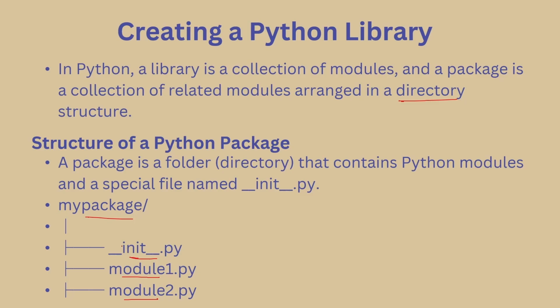So why do we need this __init__.py file? The __init__.py file is used for initialization and managing the package's namespace. That is the significance of the __init__.py file. And in order to create a package, we always need to have an __init__.py file. So it is used for initialization and managing the package's namespace.